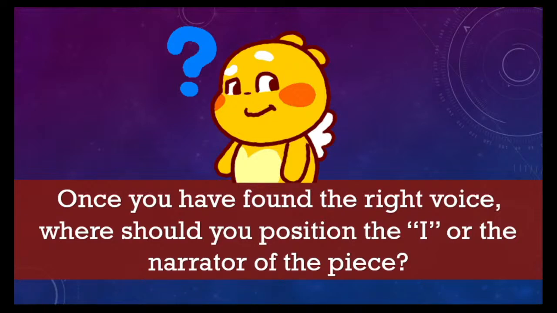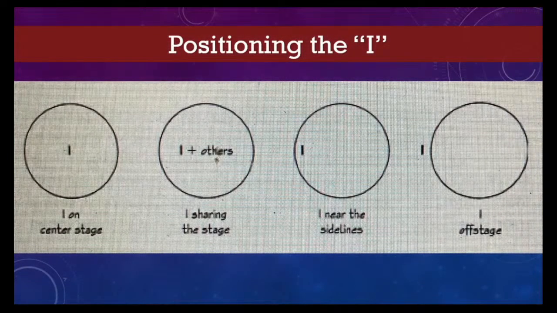Once you have found the right voice, where should you position the I or the narrator of the piece? Class, in creative nonfiction, the I or you as the narrator is placed within the work. If you draw a circular stage that represents one piece of writing and mark where the I stands, it could be in the center, telling personal stories like the doctor's. It could also share the spotlight with others. It could be near the edge, playing a small role as guide or MC, or it could be off stage, someone who observes but is never seen, someone who is not seen but is always heard.